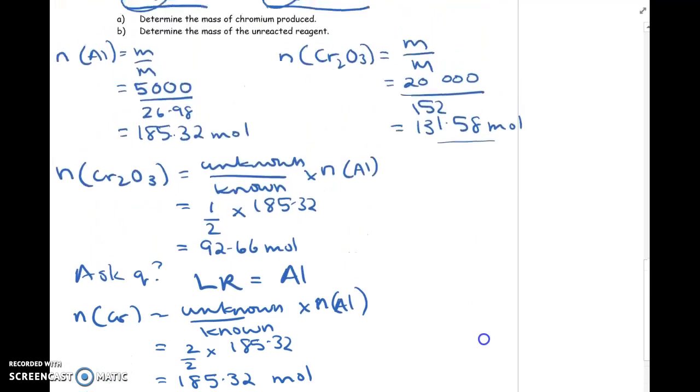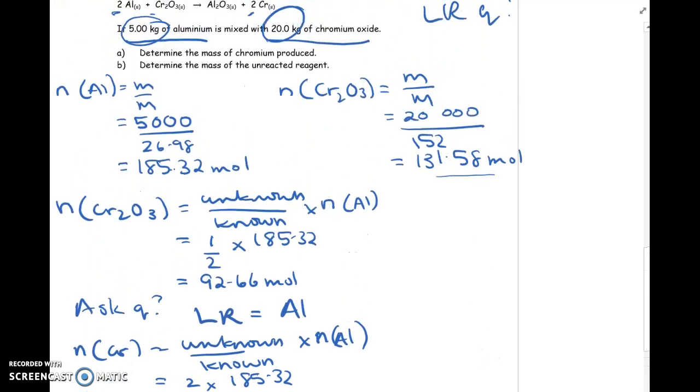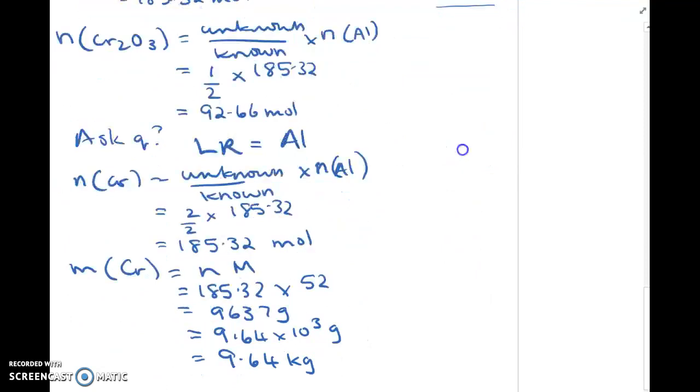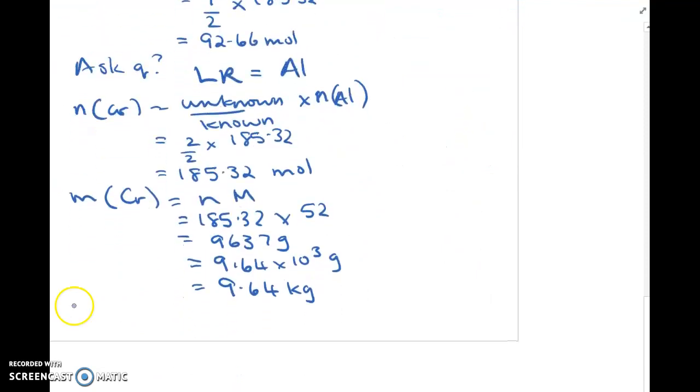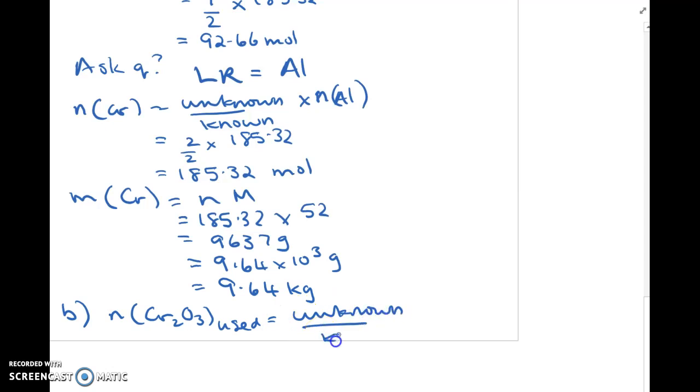Now let's do part B. It says determine the mass of the unreacted reagent. So we want to know how much chromium oxide is left over, the excess. To do that, we first of all have to know how much chromium oxide was used. So the number of moles of chromium oxide used will equal the unknown over the known multiplied by the moles of our known, which is our limiting reagent, which is aluminium.